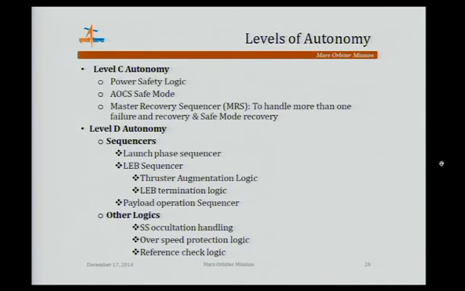And the master recovery sequencer handles more than one failure. In case of star sensor failure or gyro failures, it automatically goes to the other one, and in two failure cases it will recover through the other sensors and actuators which are available.